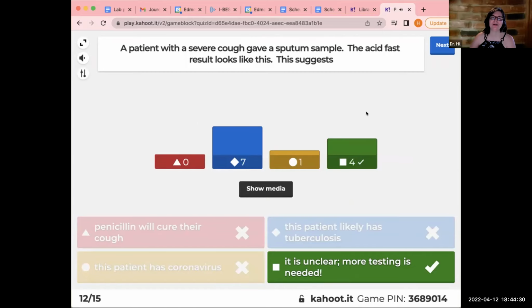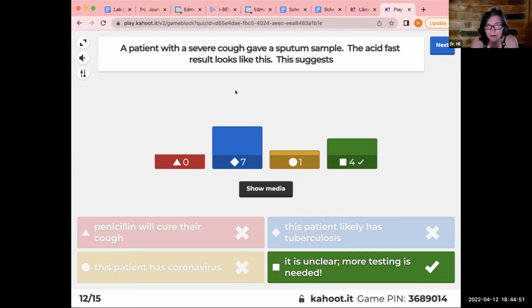Good. All right. So it was acid fast positive or negative, guys? Put that into the chat. Acid fast positive or negative? It was blue. So acid fast negative. So this person does not have tuberculosis.